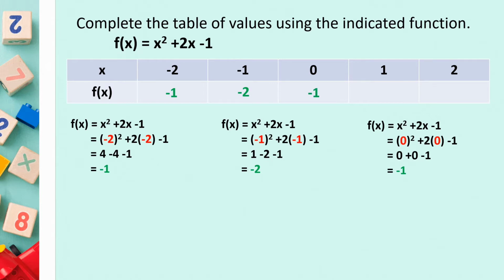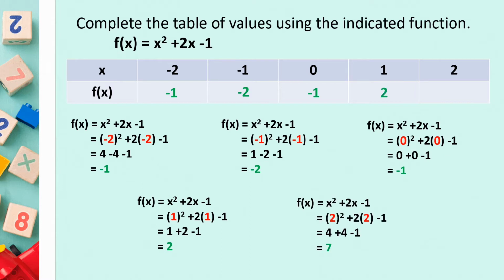Next, we have x is equal to 1. So 1 squared plus 2 times 1 minus 1. 1 plus 2 is equal to 3, minus 1 is 2. So our f of x is 2.